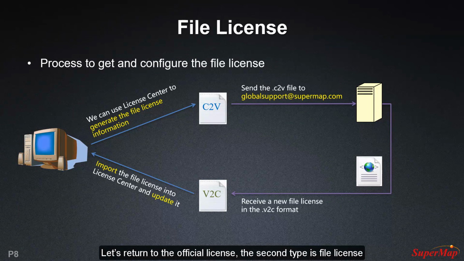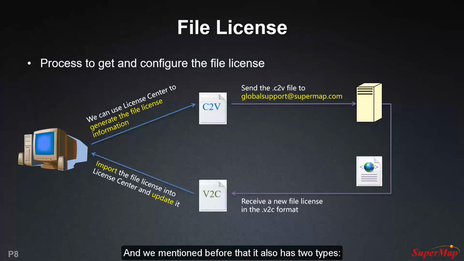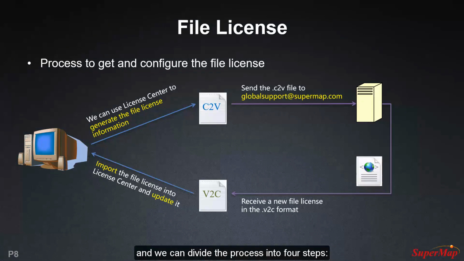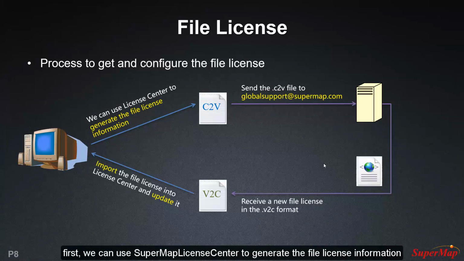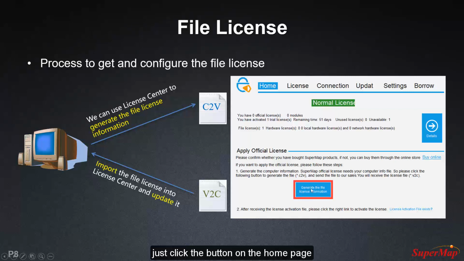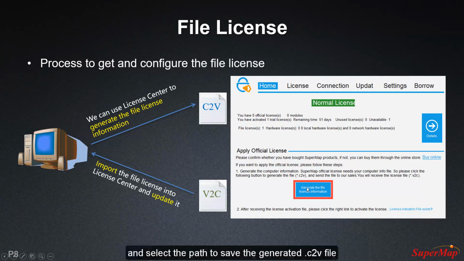The second type is file license, and we mentioned before that it also has two types, standalone file license and network file license. The process to get and configure them is the same, and we can divide the process into four steps. First, we can use SuperMap License Center to generate the file license information. Just click the button on the home page and select the path to save the generated C2V file.